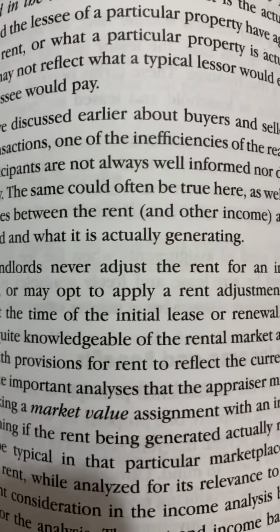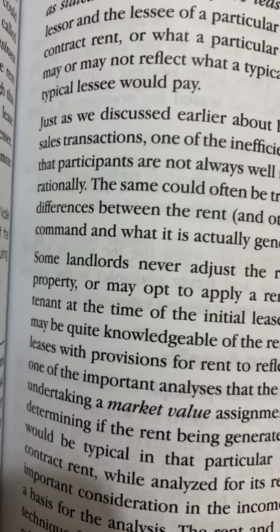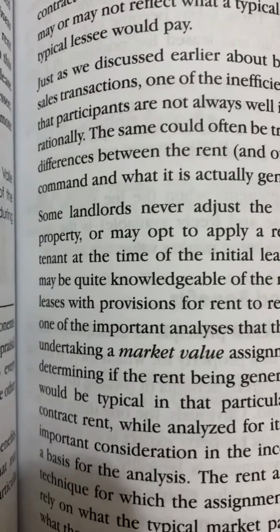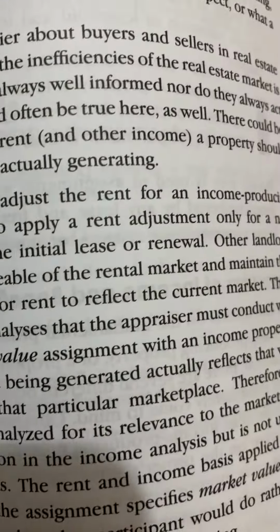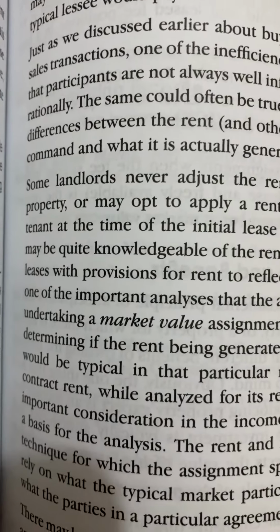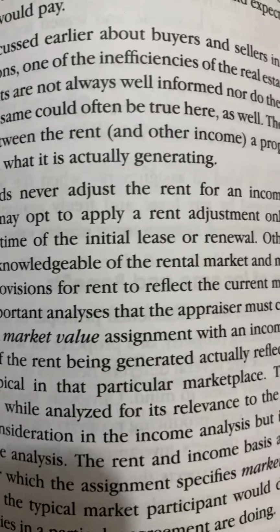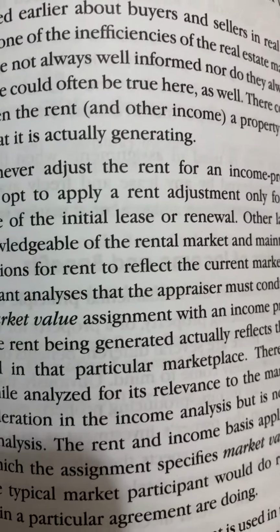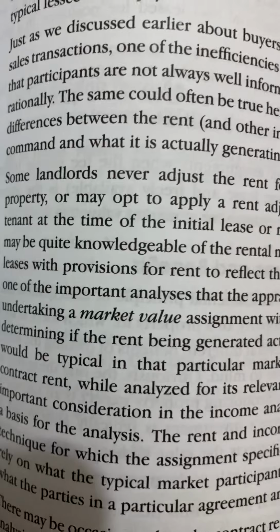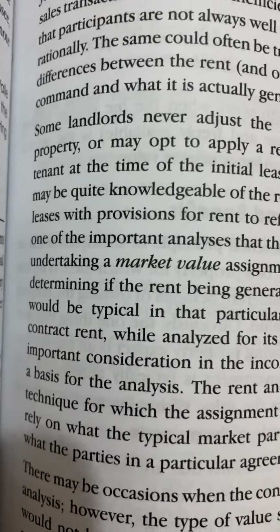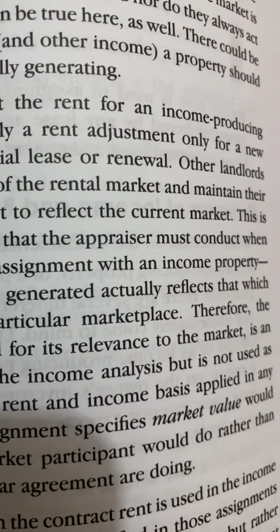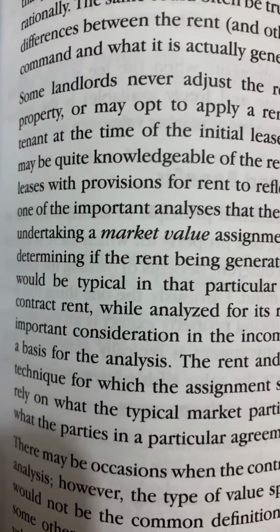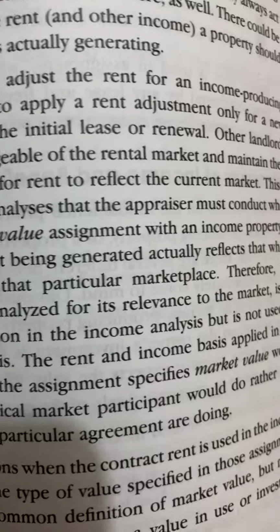Just as we discussed earlier about buyers and sellers in real estate sale transactions, one of the inefficiencies of the real estate market is that participants are not always well informed, nor do they always act rationally. The same could often be true here as well. There could be differences between the rent and other income a property should command and what it is actually generating. Some landlords never adjust the rent for an income-producing property, or may opt to apply a rent adjustment only for a new tenant at the time of the initial lease or renewal.